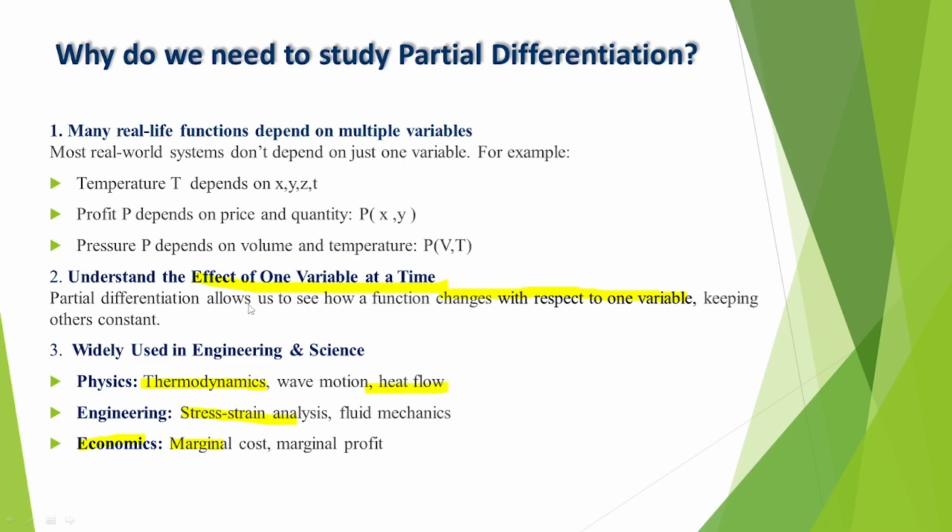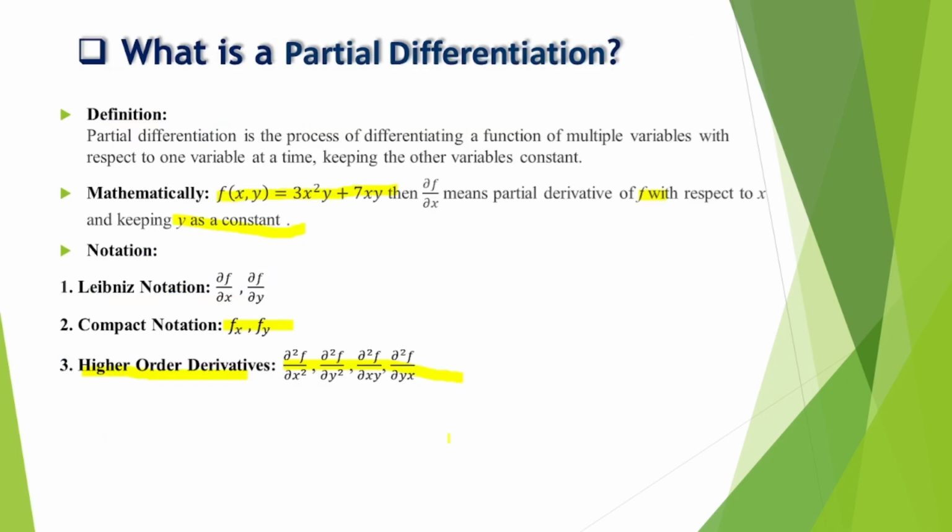Partial differentiation allows us to see how a function changes with respect to one variable, keeping others constant. It's used everywhere: in physics for studying thermodynamics, wave motion, heat flow; in engineering for studying stress strain analysis, fluid mechanics; in economics for calculating marginal cost and marginal profit.